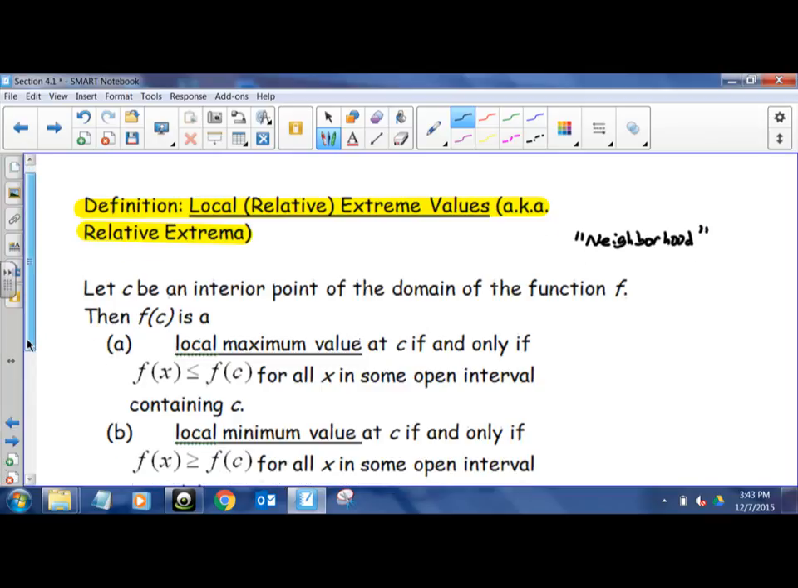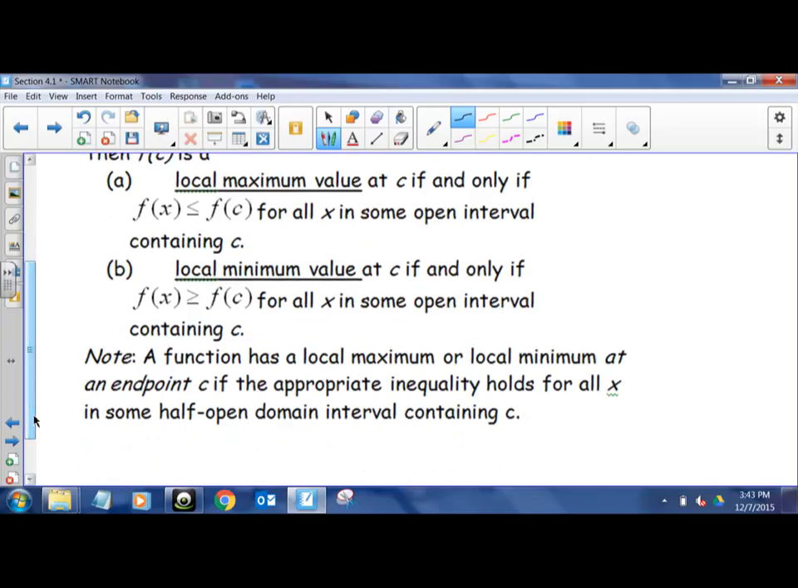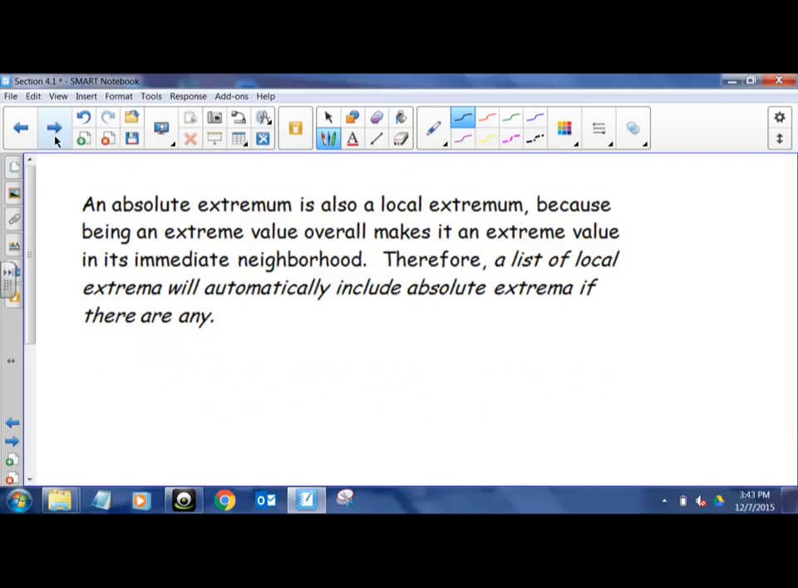Same exact definitions as for absolute, except the one difference is obviously you're talking about an interval instead of the entire domain of the function. Note, a function has a local max or a local min at an endpoint if the appropriate inequality holds for all x in some half-open domain interval containing c. So it is possible to have the local max or the local min at the endpoint if that criteria is satisfied.